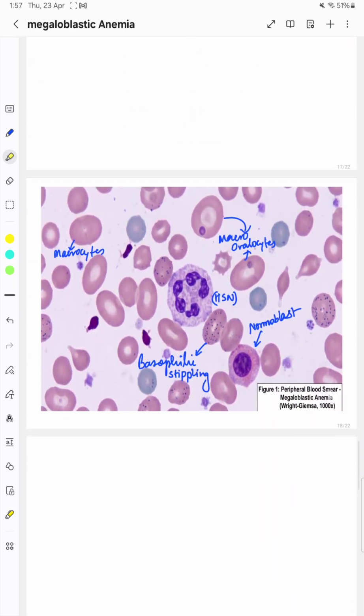So on peripheral smear there are macrocytes, with increased RBC size, and some macro-ovalocytes. Some of the RBCs show bluish stippling known as basophilic stippling. Normoblasts can also be seen, immature RBCs released into the peripheral smear. This is a hypersegmented neutrophil having more than 5 nuclear lobes: 1, 2, 3, 4, 5, 6. So these are the classical findings of the megaloblastic picture.